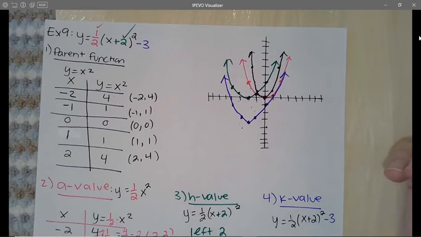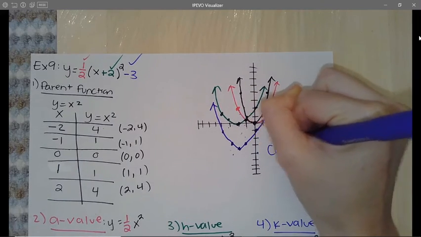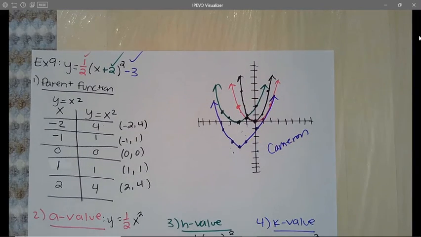And also, guys, don't forget to name your graph. So we found the A, H, and K. So lastly, let's name that graph. So my graph, I think it looks like a Cameron. My graph's name's Cameron. Make sure you give your graph a wonderful name.